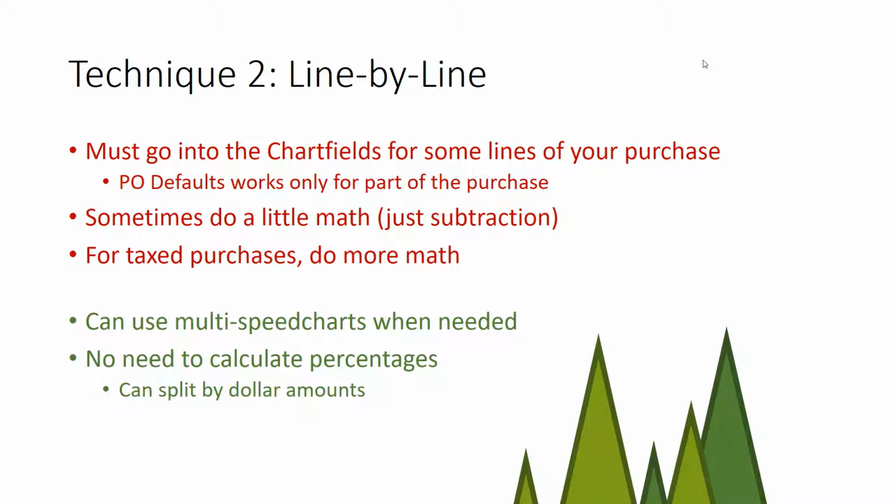Technique 2 is to code line by line. This sounds tedious, but it's not as bad as you might think because you can use speed charts. And some of your items can still be handled by the PO defaults box. And as you've seen, even using the PO defaults box, you may have to go in and finesse each line anyway. With this technique, you might also have to do some subtraction with your dollar amounts, especially if you're coding to more than 2 different lines of coding.